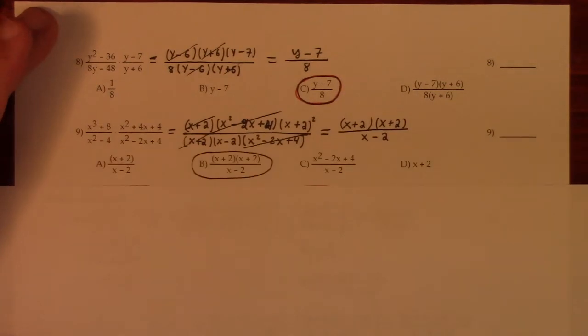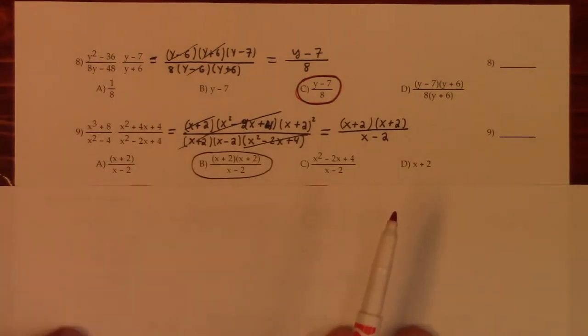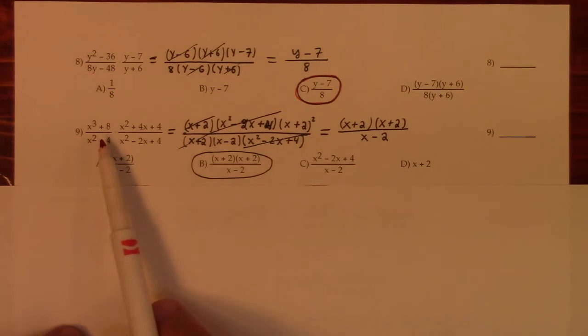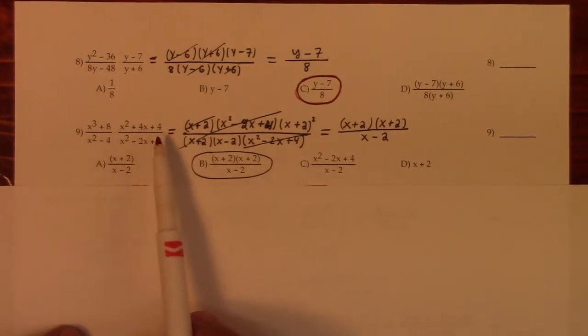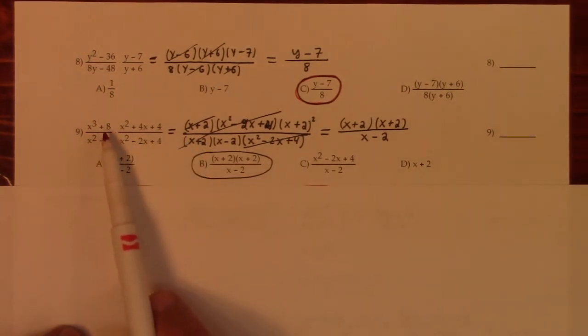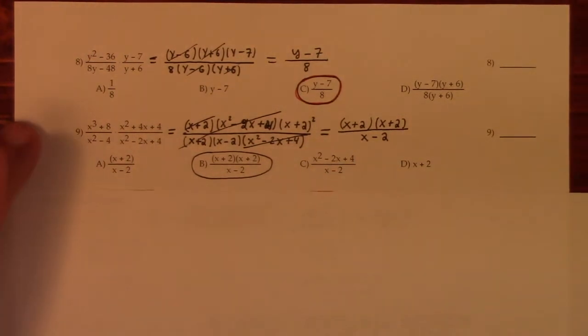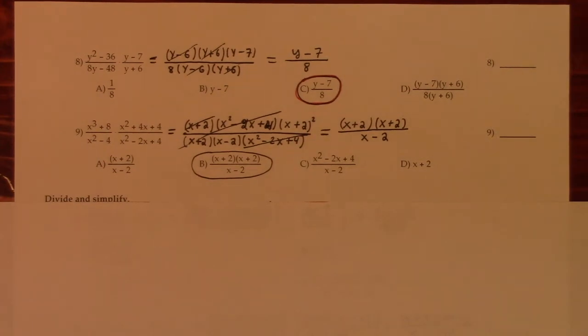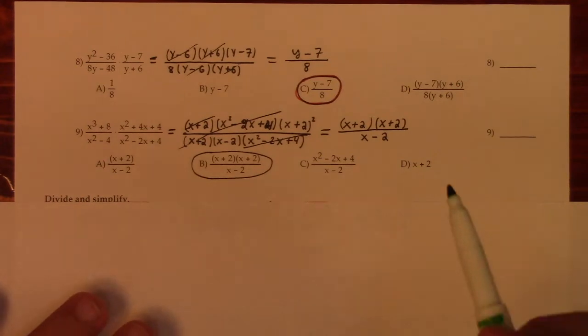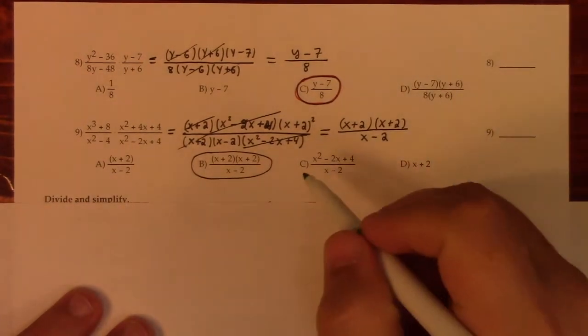Number 9. So again, multiplication of fractions. So I just have to basically simplify. And what I did was to use the cube formula. You remember it? I don't know if you remember it or not. But one of the things you ought to have on your formula sheet, right? I think I allow you a page of notes, isn't that right? Let's see here.